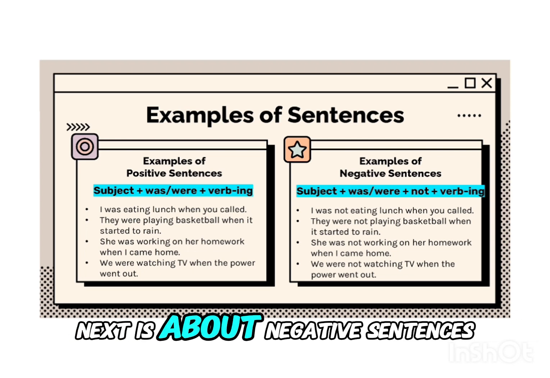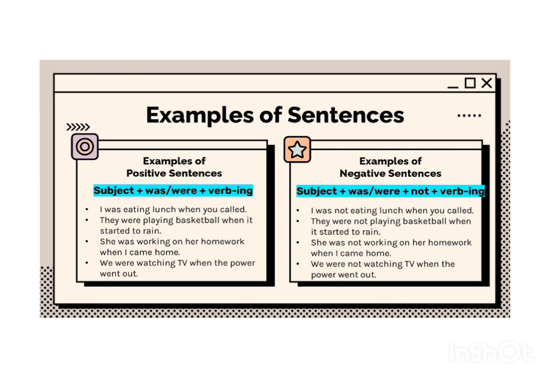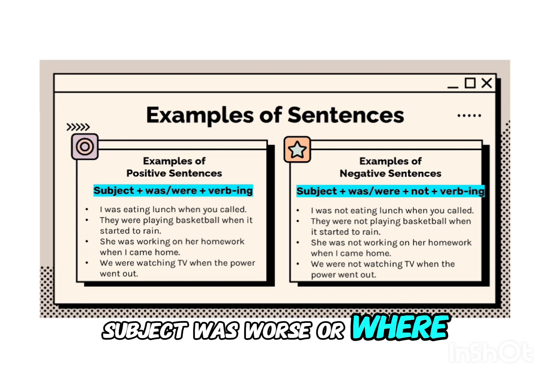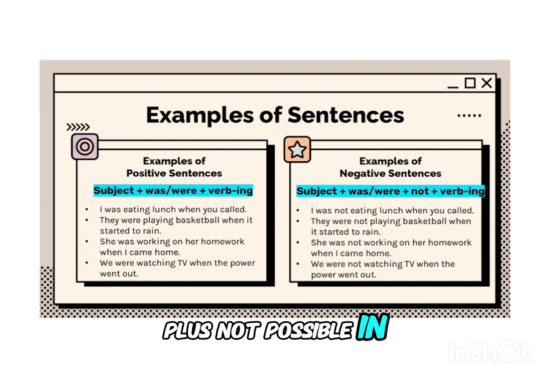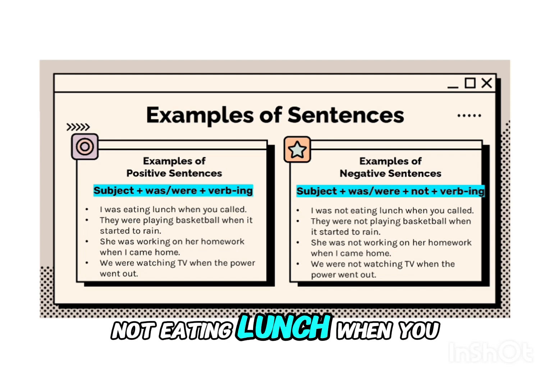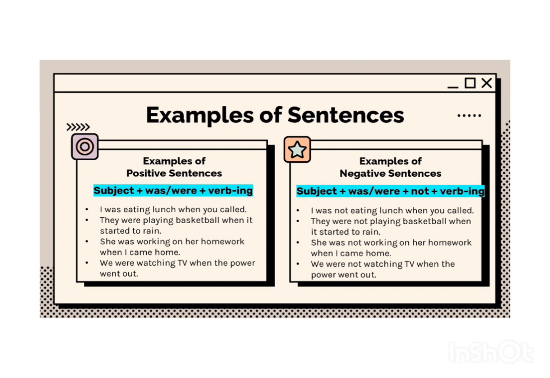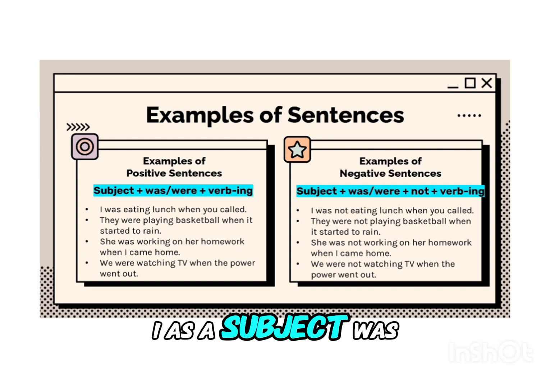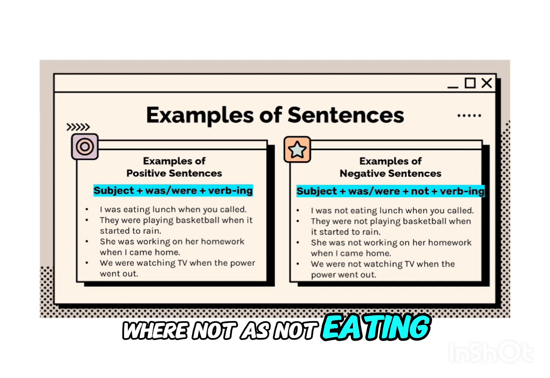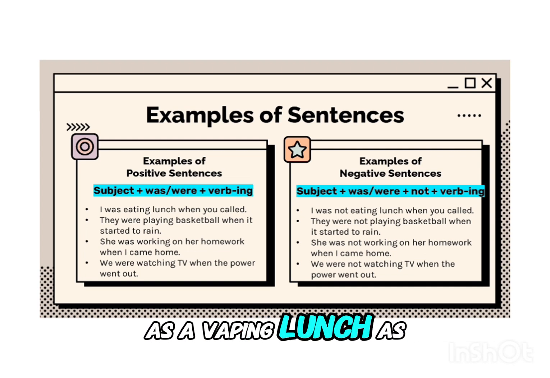Next is about negative sentences. As the formula: subject plus was or were plus not plus verb ing. For the example: I was not eating lunch when you called. I as a subject, was as was or were, not as not, eating as a verb ing, lunch as the object, when you called as a complement.